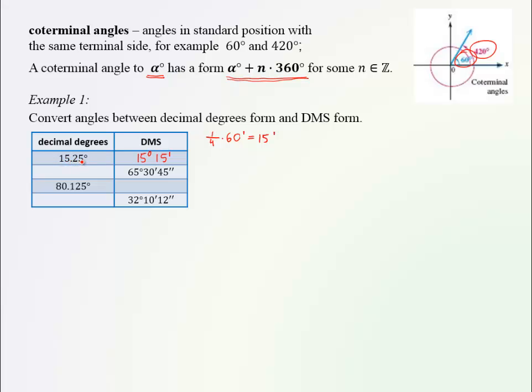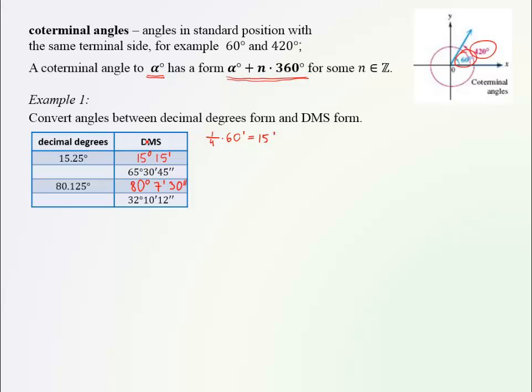So if you have your graphing calculator, you can take advantage of it and convert the decimal degree into degrees, minutes, and seconds by using DMS mode. So maybe let's practice on 80.125 degrees to convert it into minutes and seconds. From the calculator, we'll end up with 80 degrees, 7 minutes, and 30 seconds.